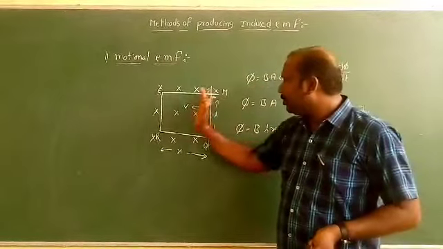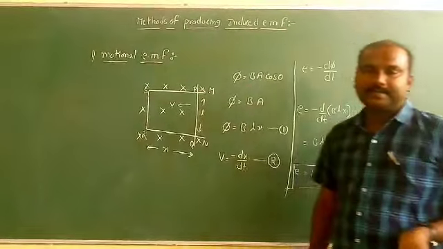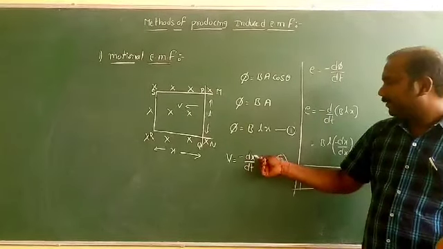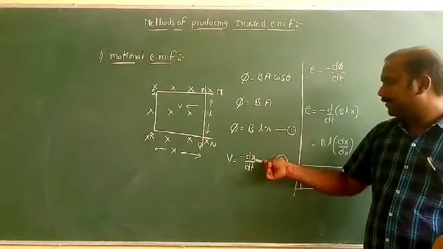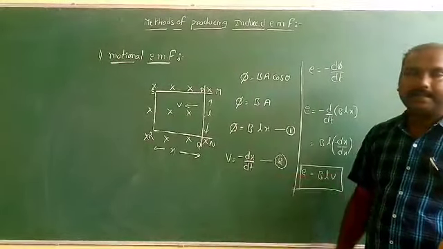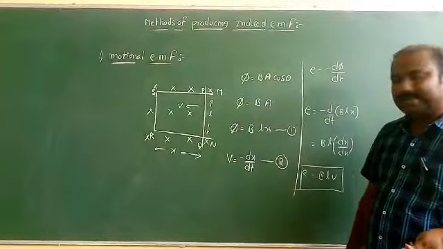Next, if it is moving towards the left, distance is decreasing. The velocity is nothing but change of distance. Rate of change of distance is nothing but V is equal to distance by time, that is V is equal to minus dx by dt. V is equal to minus dx by dt.